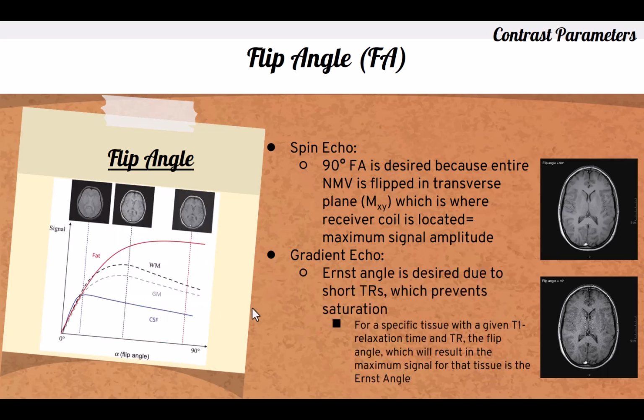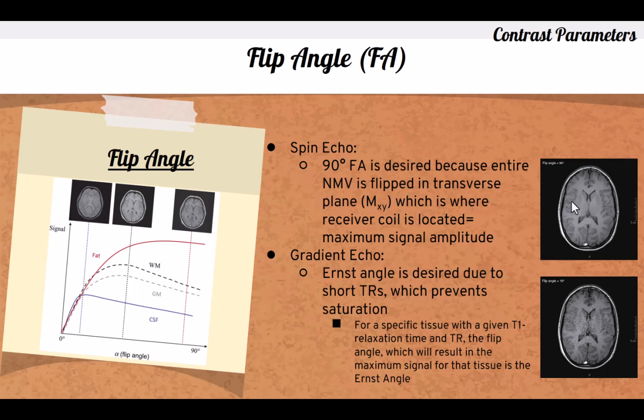Now for a gradient echo pulse sequence, the desired angle is the Ernst angle due to short TRs associated with gradient echo pulse sequences. And TRs have to be short with gradient echoes to prevent saturation. So for a specific tissue with a given T1 relaxation time and TR, the flip angle, which will result in the maximum signal for that tissue, is the Ernst angle.